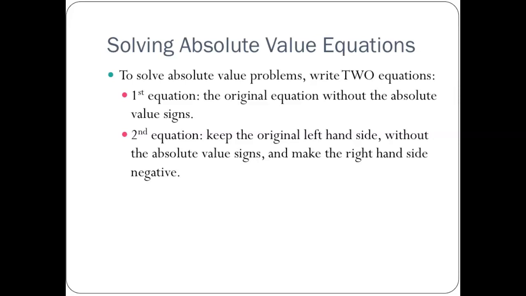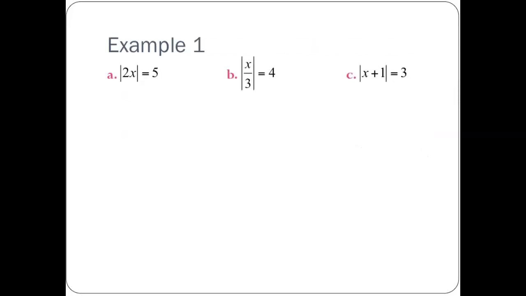All right, so let's take a look at some examples. In this first one, we have the absolute value of 2x equals 5. We have to write two equations to solve this. The first one, we simply take out the absolute value signs, so it would just be 2x equals 5. For the second equation, we're going to keep the left-hand side the same without the absolute value, so just 2x. And on the right-hand side, we will make that the opposite, so that will be negative 5. So 2x equals negative 5.